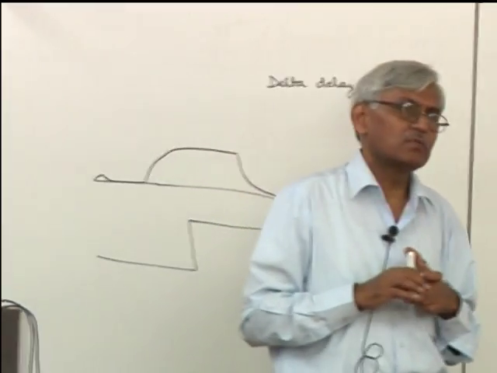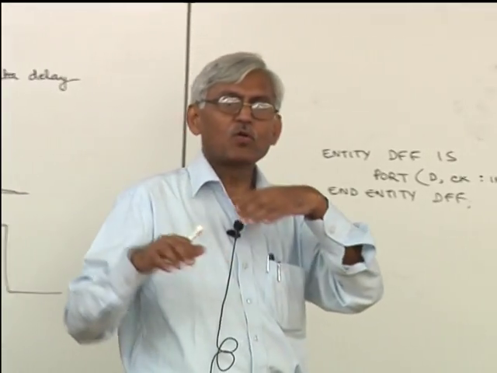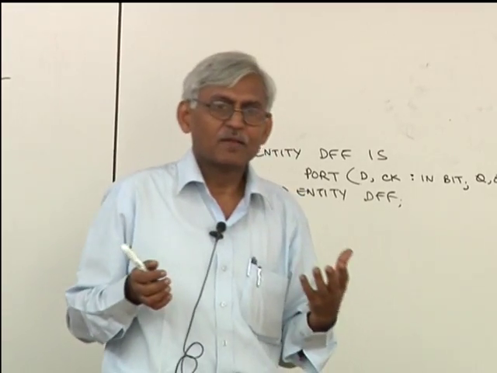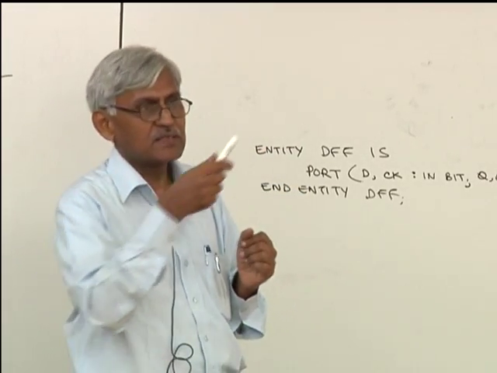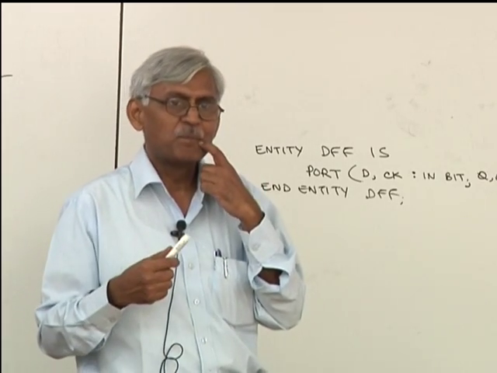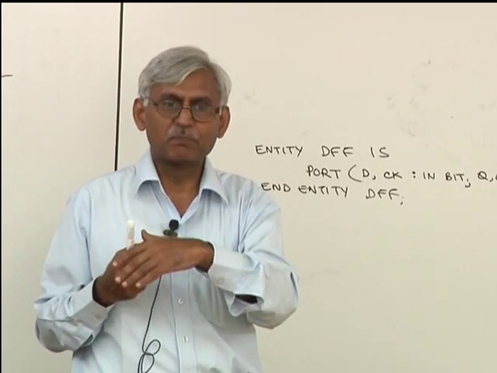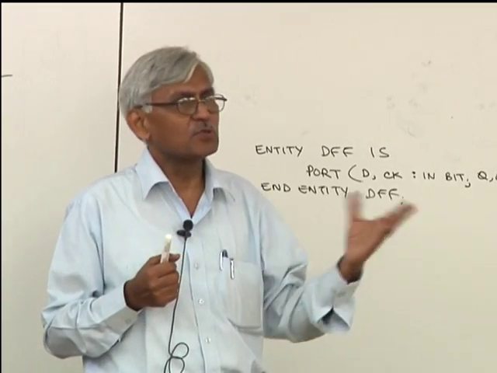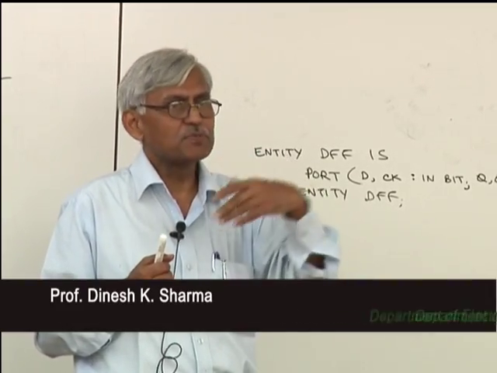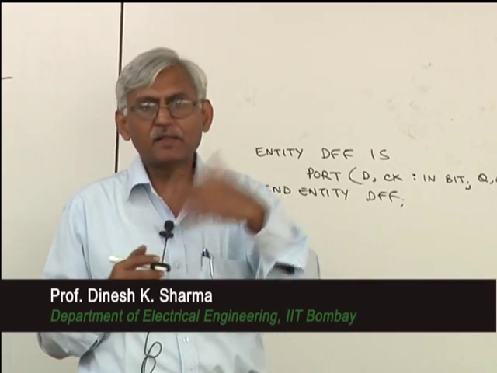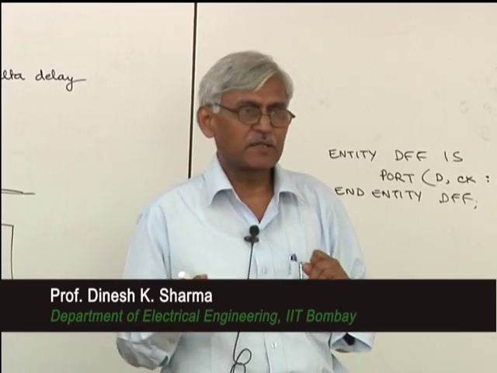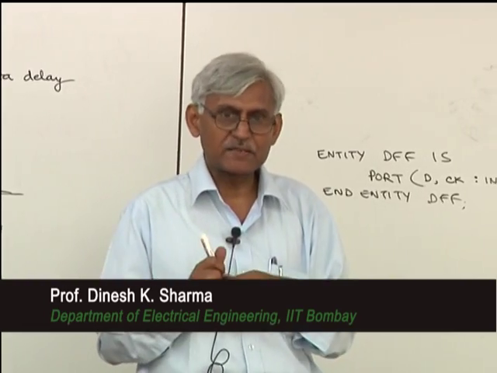Now, in the old VHDL, there was a whole lot of dancing that you had to do. You had to convert this entity into a component and then you had to instantiate that component in order to use it in a circuit. Modern VHDL allows you to instantiate D flip-flops directly or any entities directly. Okay? So maybe I'm not sure, but in your lab perhaps you will use that style.